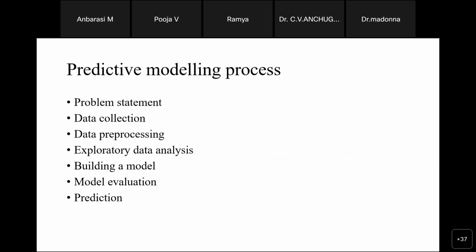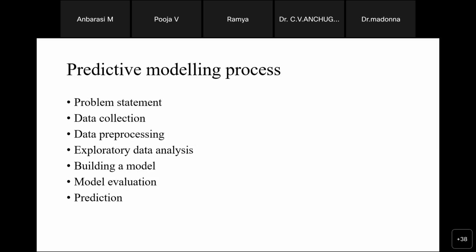Generally, these are the steps involved in the predictive modeling process. First one is the problem statement. First we have to define the objective of the problem statement. We should understand the problem, what exactly needs to be predicted.